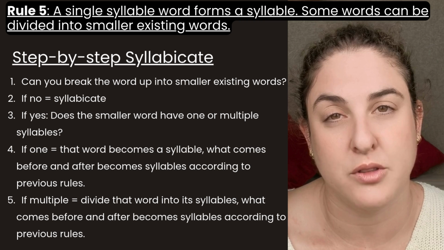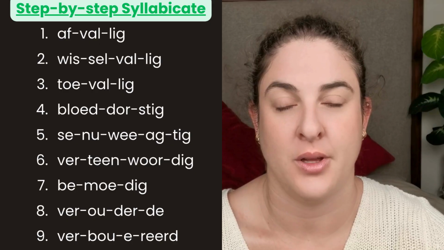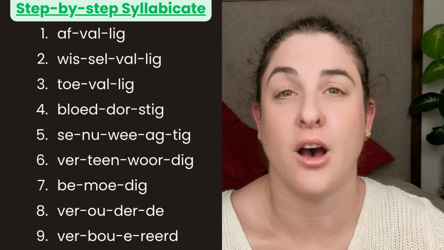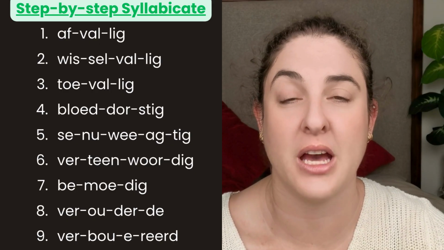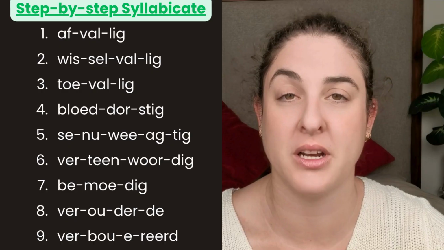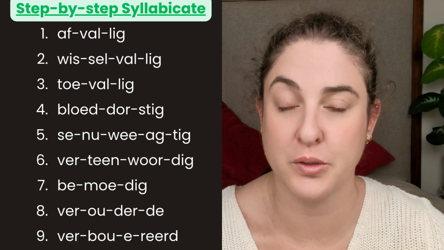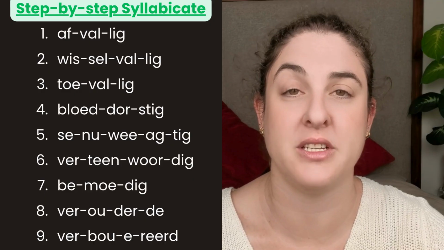So we've spoken about multiple words within a word. All right, so let's take a look at the examples. The first word there, afvallig. Now that one can simply be divided into meaningful words. The first one is af, means down. The next one, val, which means fall. And the last one, lig, which means light.